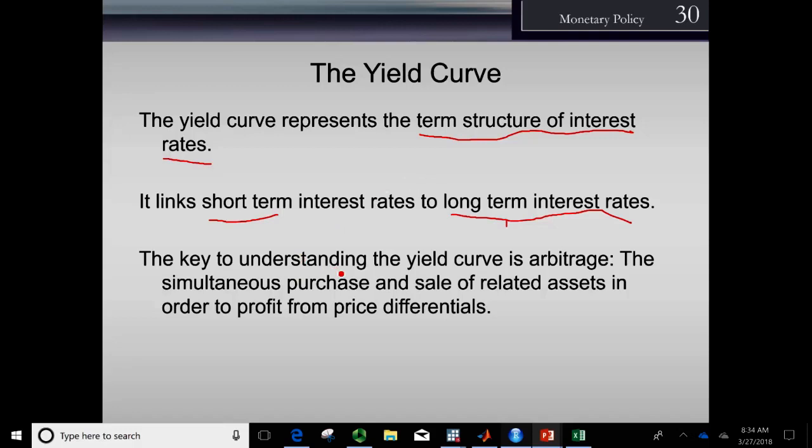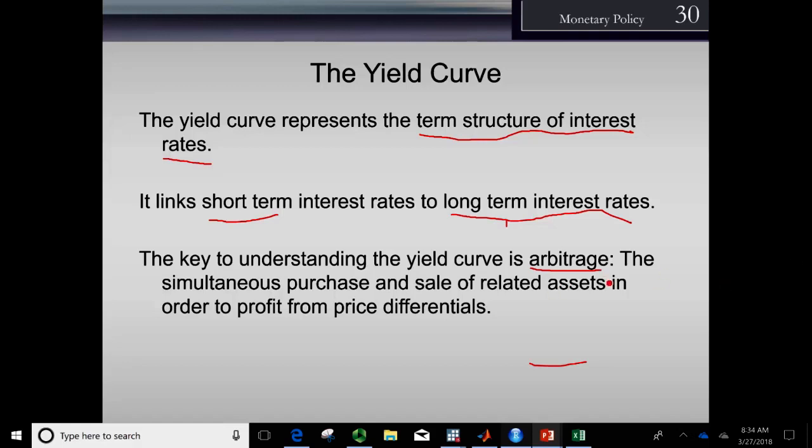Okay, and the key to understanding the interpretation of the yield curve is a process that's called arbitrage, which I'm going to explain on the next slide. I'm going to do a little bit more mathematics that's in your textbook. You're not responsible for reconstructing the mathematics, but I'd like to show you what arbitrage looks like, and I'd like to show you some of the underlying theory behind how we interpret the yield curve.